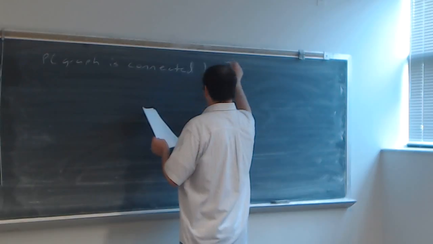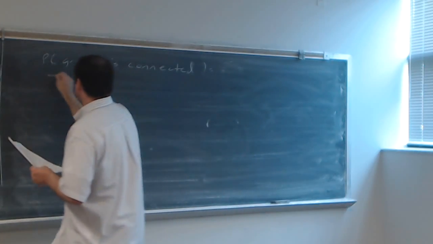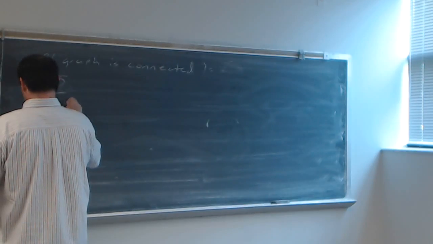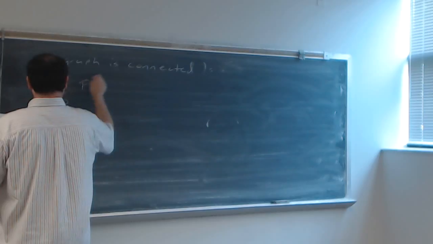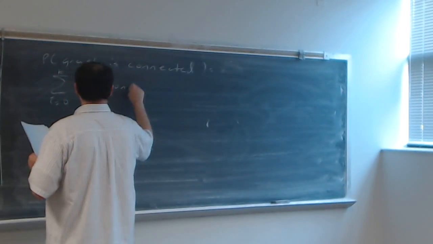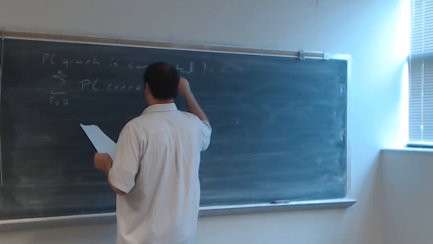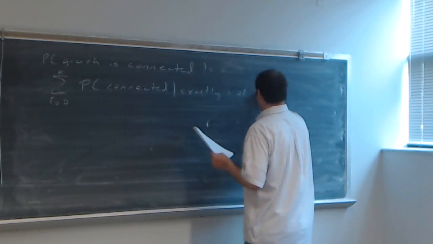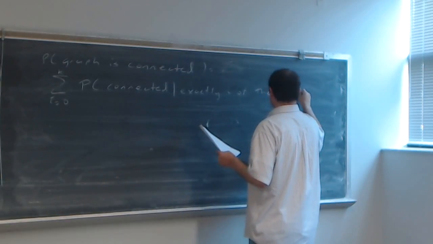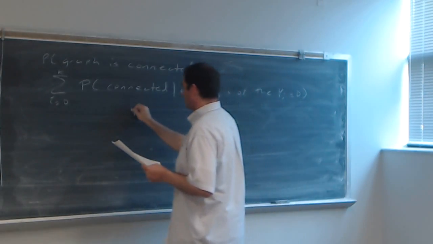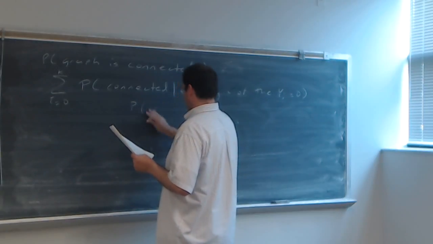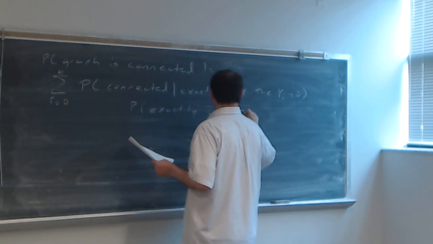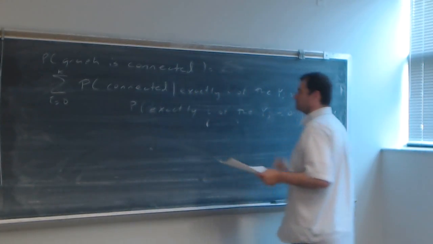This is equal to the sum, right down here, as i runs from 0 to k of the probability of being connected, given that exactly i of the y sub j are equal to 0, times, so this is involved with the sum, the probability that exactly i of the y sub j equal 0.